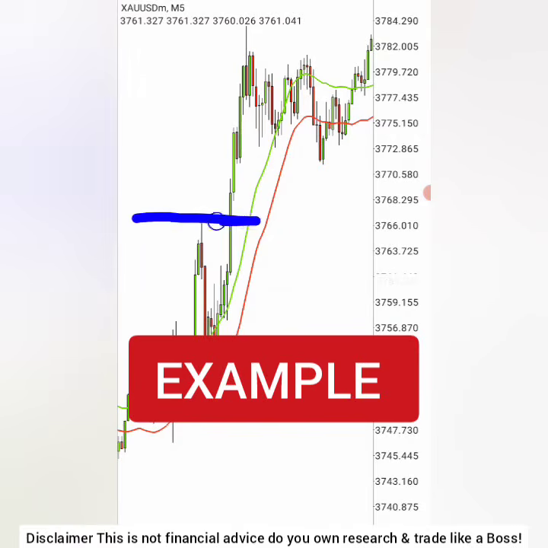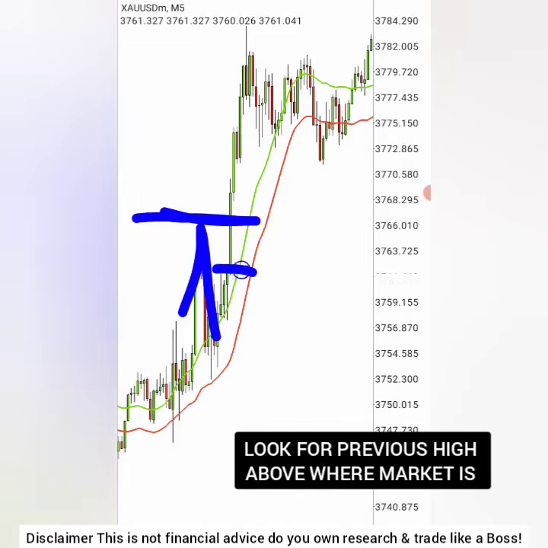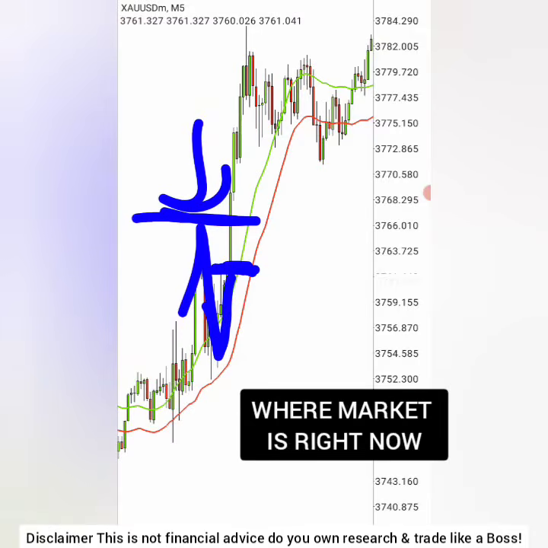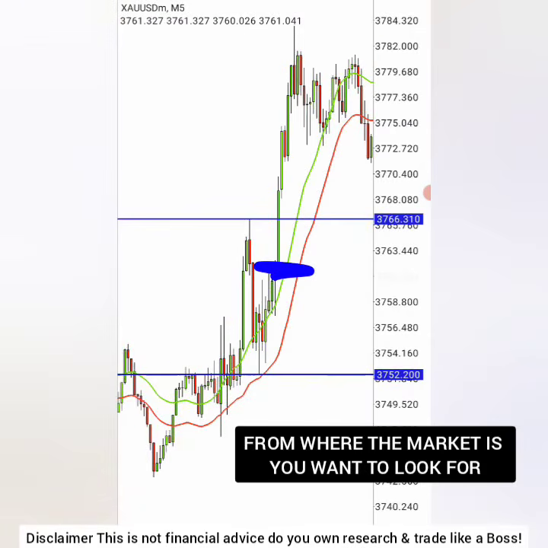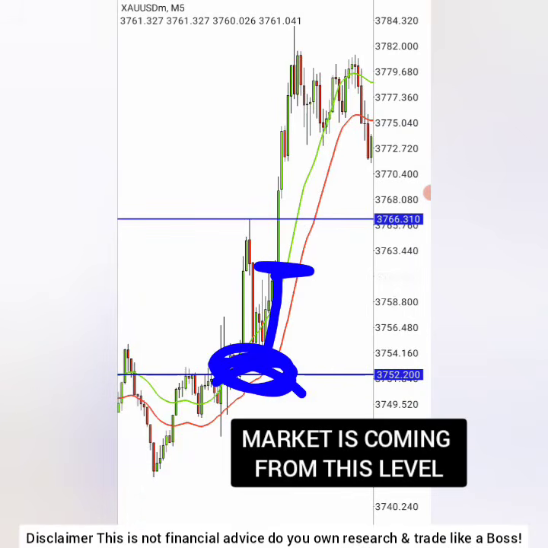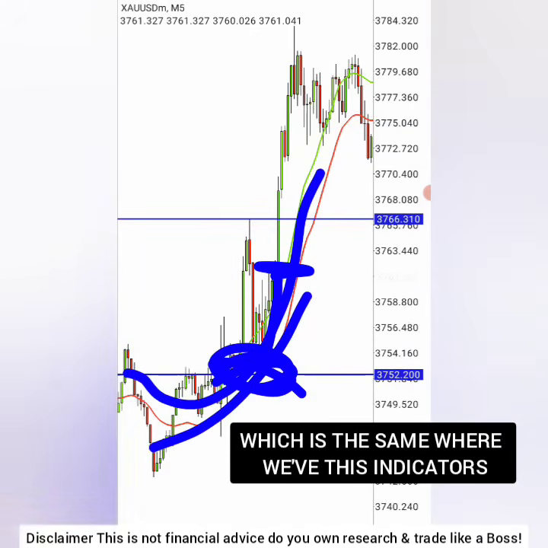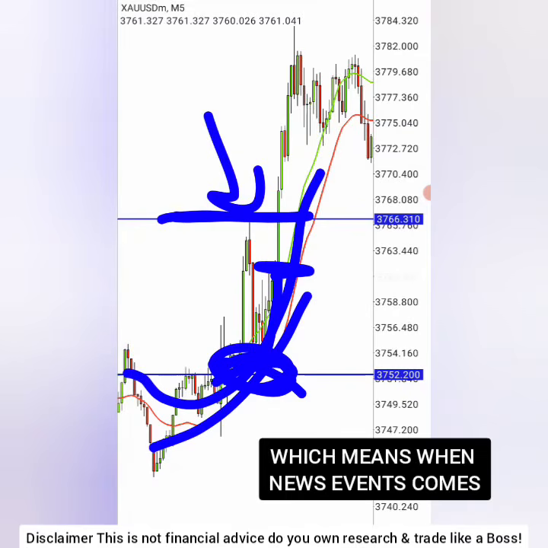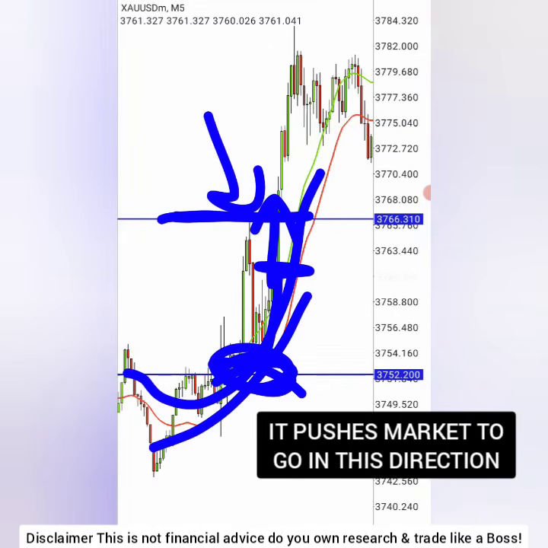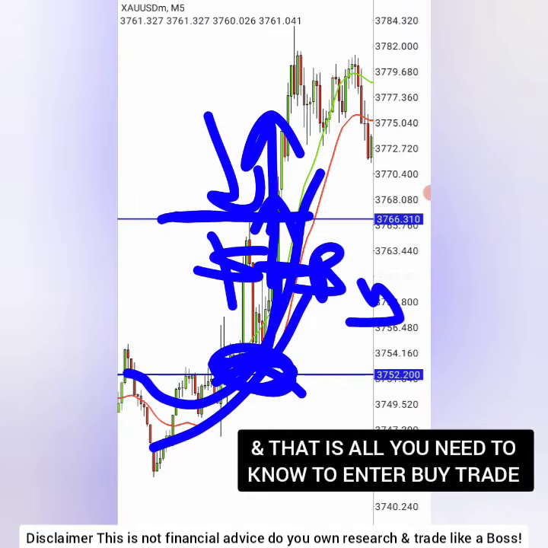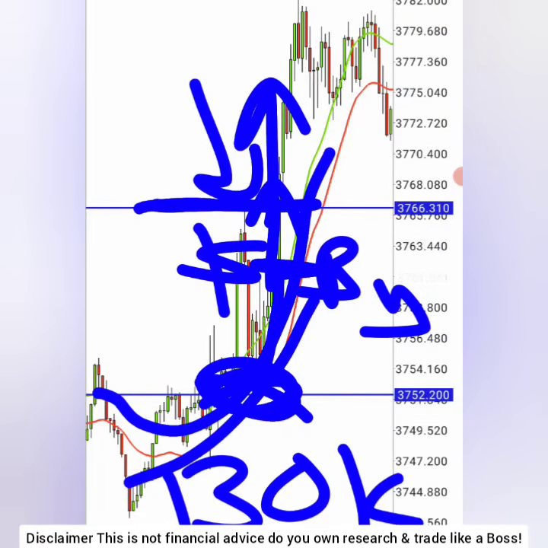So let's say the market's right here just before this big event. What you want to do is to look for the previous high above where the market is, which is this one, and then the low which is below the level where the market is right now. So from where the market is, you want to look for where the market is coming from. You can see it's coming from this level, which is the same where we have these indicators, and now it's going towards this high, which means when the news event comes, it will push the market in this direction. And that is all you need to know to enter a buy trade and make 130,000 in 1 minute.